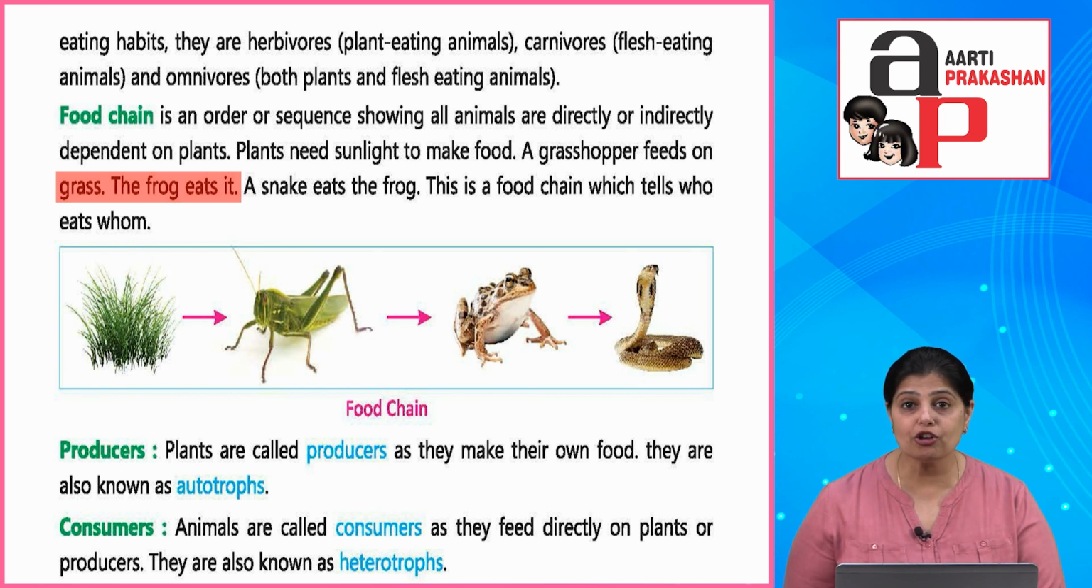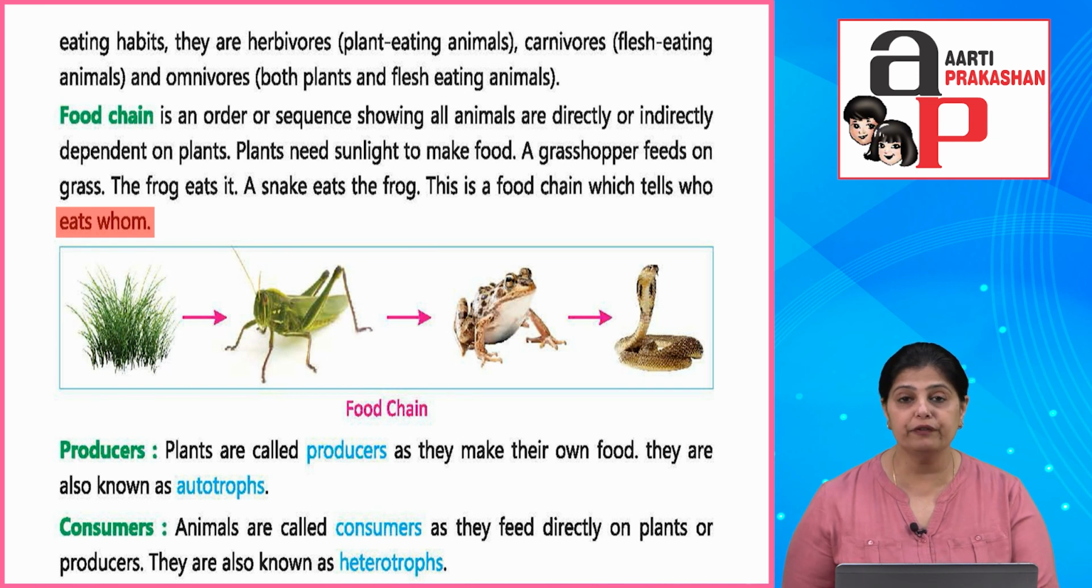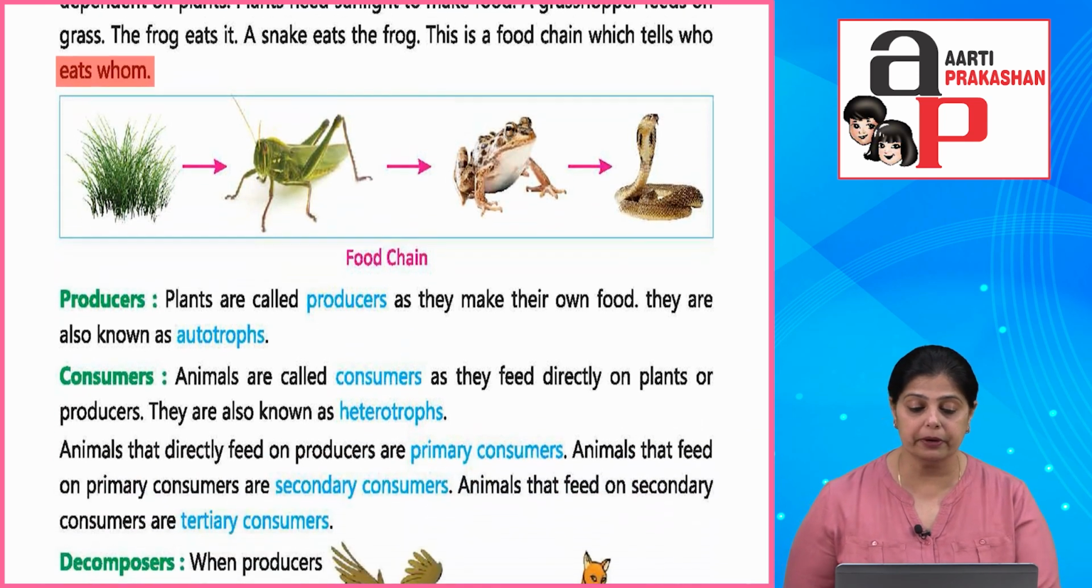ओके, अब ग्रास हॉपर को कौन खाता है? फ्रॉग. ओके, एंड स्नेक ईट्स द फ्रॉग. सो दिस इज अ फूड चेन, ओके, विच टेल्स यू हु ईट्स whom, right? So if you see, every animal is interdependent on each other, okay? Every plant or animal is interdependent, okay?